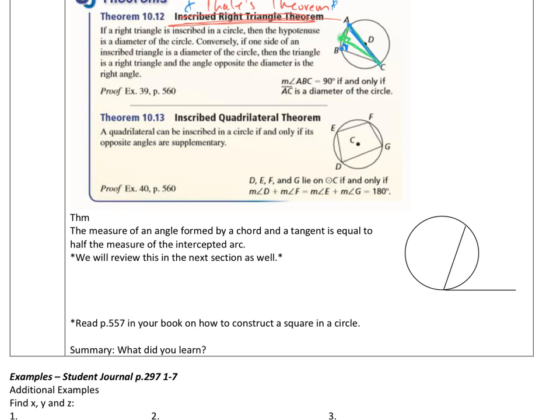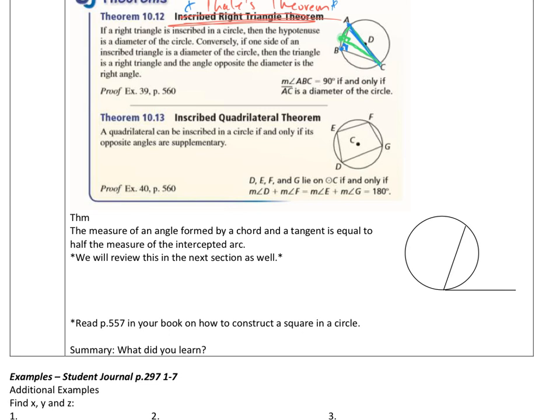And then finally, all these kind of go along with the inscribed angles. The measure of an angle formed by a chord and a tangent is equal to half the measure of the intercepted arc. We're going to talk about this in the next section as well, but since we're talking about inscribed angles, here we go. So if this happened to be a tangent, you see it's not so much an inscribed angle, but you have this intercepted arc. This will be half that, just like we did with the inscribed angles. So it kind of goes along with that.